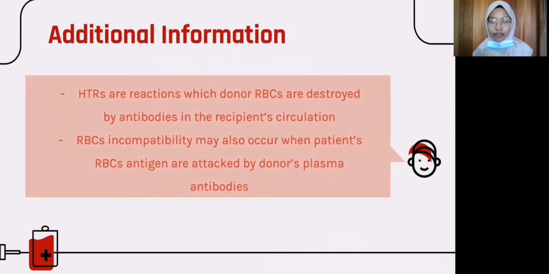I have read about HTR. What I have found is that in HTR, donor red blood cells are destroyed by antibodies in the recipient's circulation. Other than that, red blood cell incompatibility may also occur when the patient's red blood cell antigens are attacked by the donor's plasma antibodies.